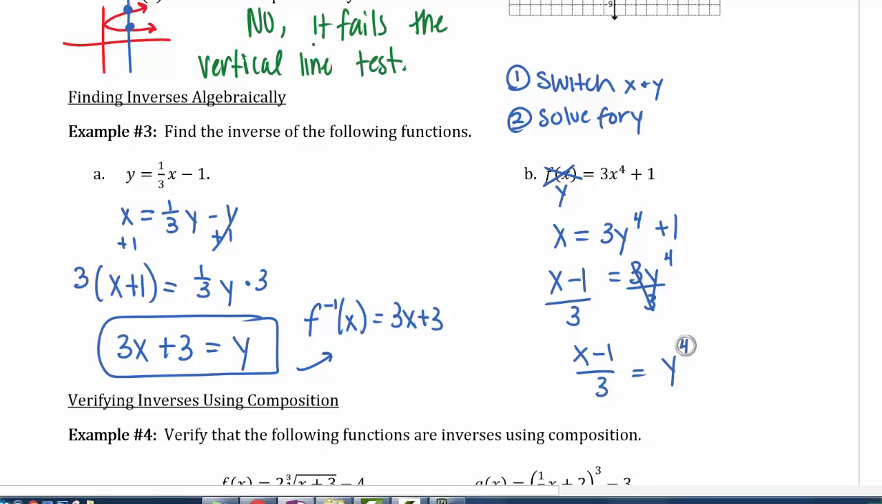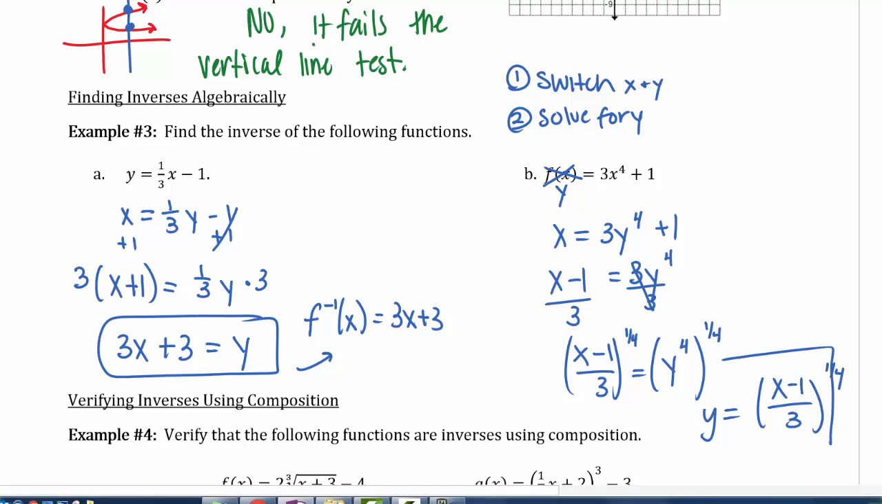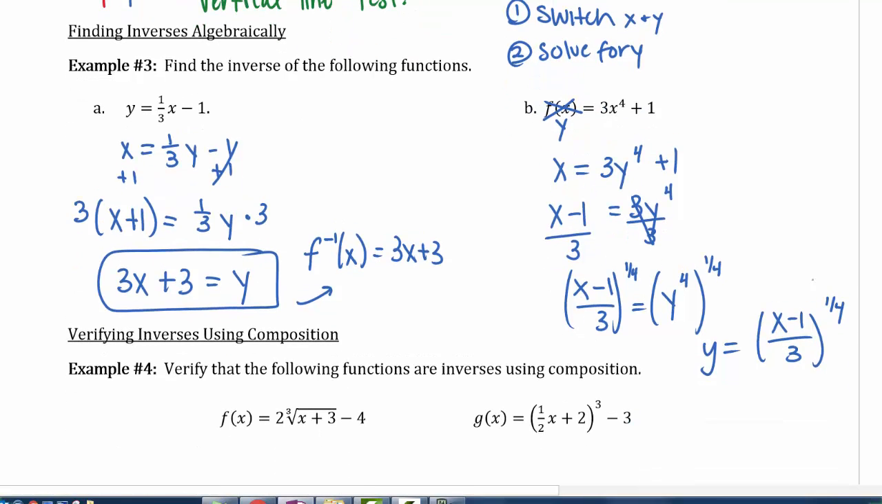Then I have to get rid of my exponent. So I have to raise both sides to the 1/4 power. So that gives me y equals x minus 1 over 3 to the 1/4 power. And that is my final answer.